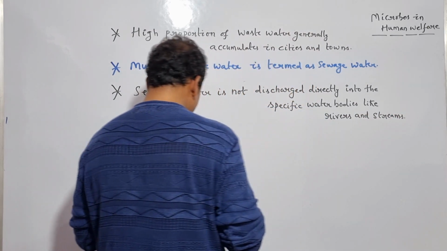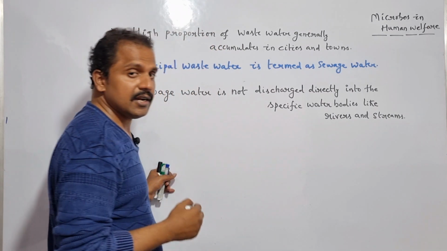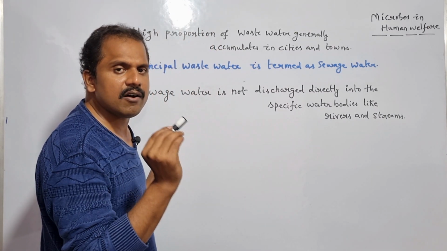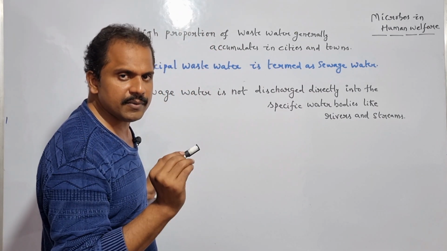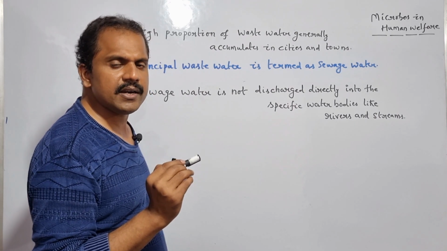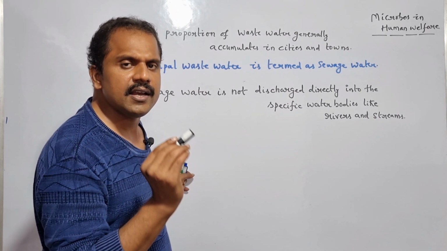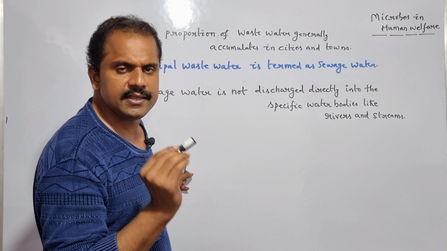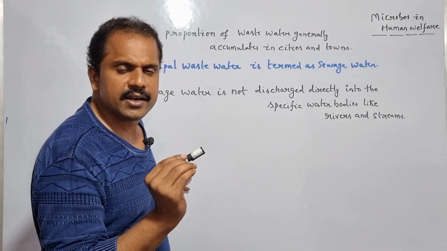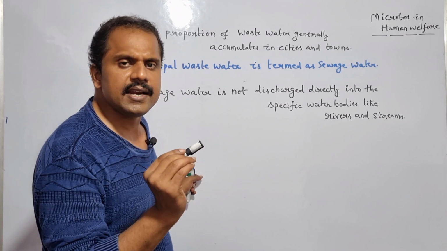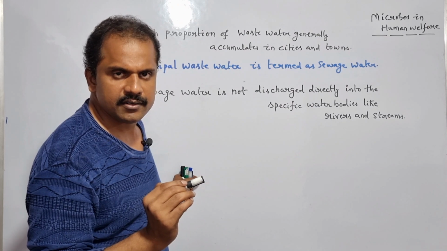So here the sewage water is transported to the sewage treatment plant in order to regulate the sewage water treatment. The sewage water treatment in general is accomplished under two different strategies, and these include one, the primary treatment, and the other, secondary treatment or biological treatment. Is it clear?